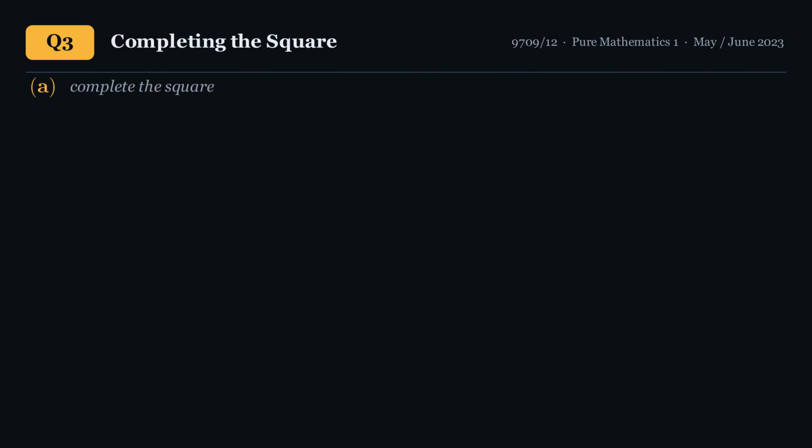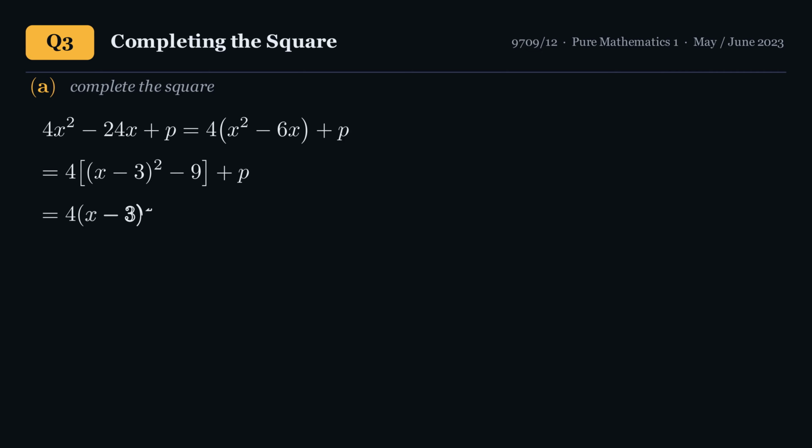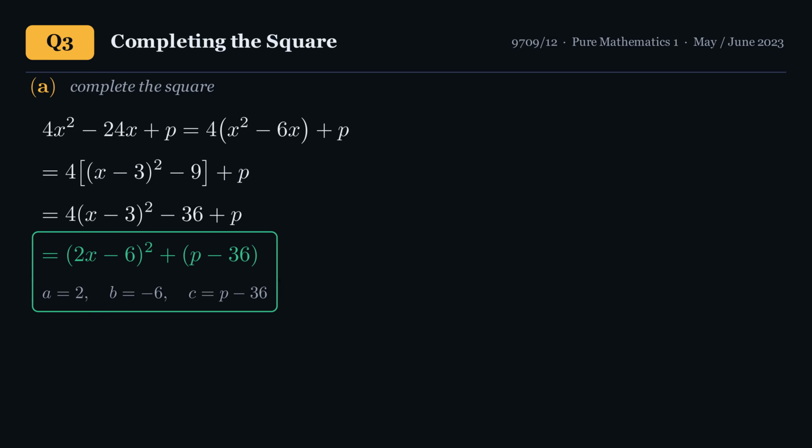Complete the square. Factor out 4, so a equals 2 inside the bracket. Complete the square, add and subtract 9. Expand and simplify. The form is (2x minus 6) squared plus p minus 36. So a equals 2, b equals -6, and c equals p minus 36.